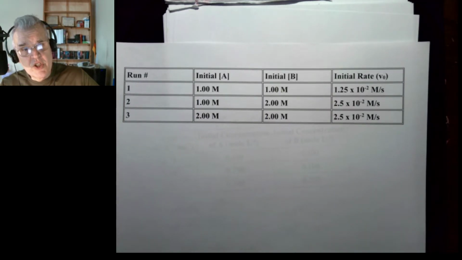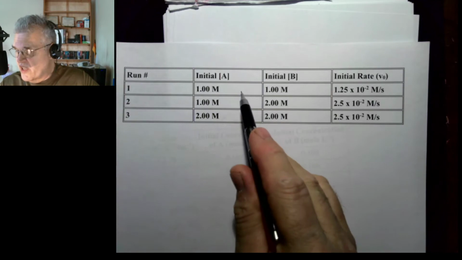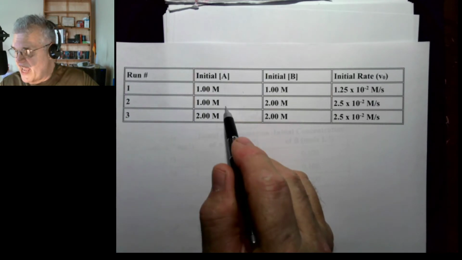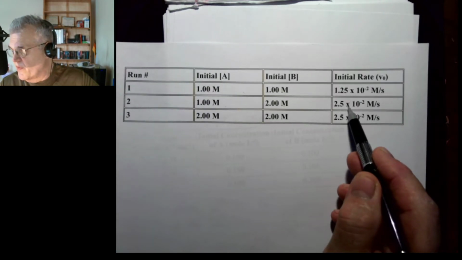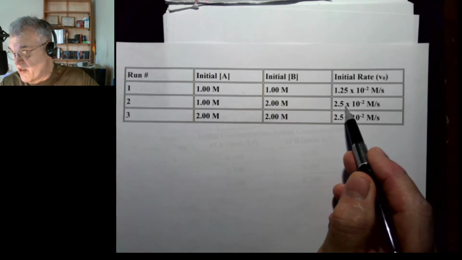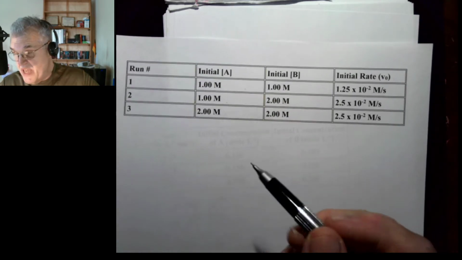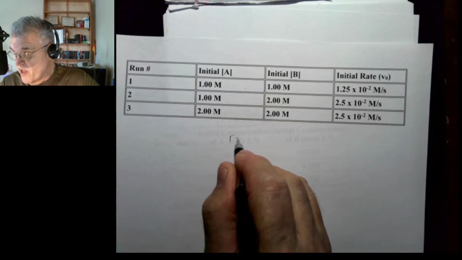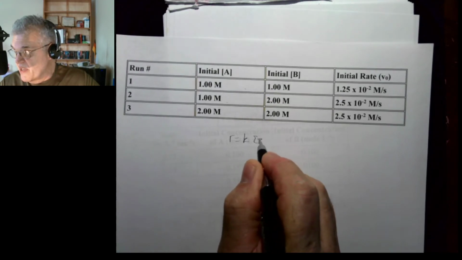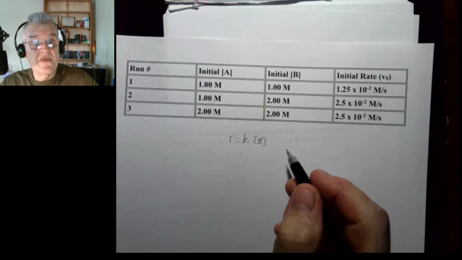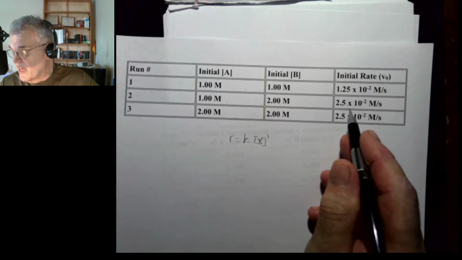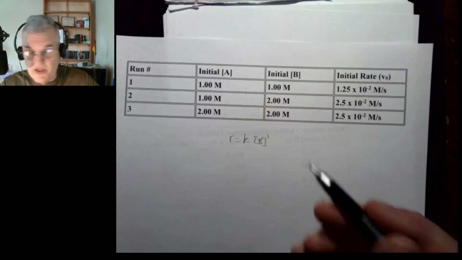So we look for 2 runs in which the concentration of one changes, the other does not. Well, we look, trials 1 and 2, B doubled, A didn't. What happened to the rate of the reaction? The reaction rate doubled when the concentration of B doubled. Therefore, what does that tell me about B? B must be first order. Rate doubled, concentration doubled, must be first order.